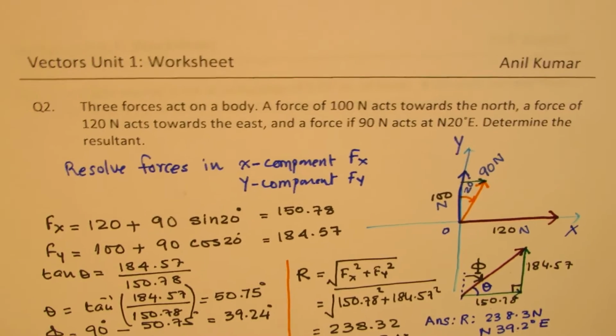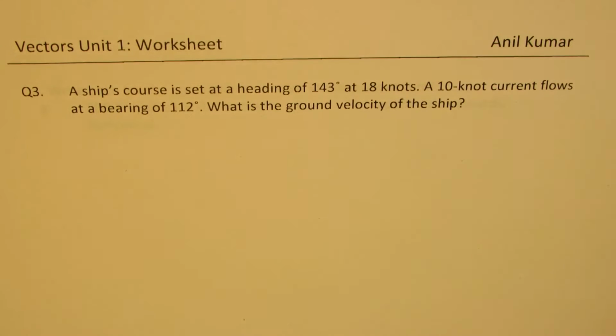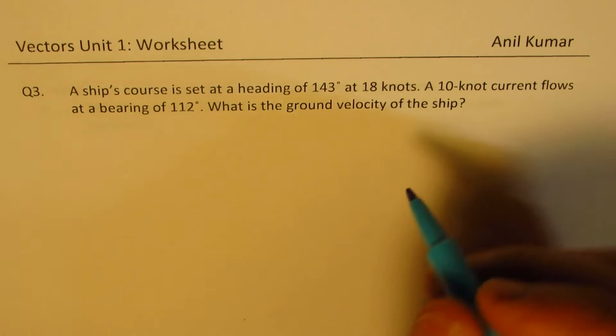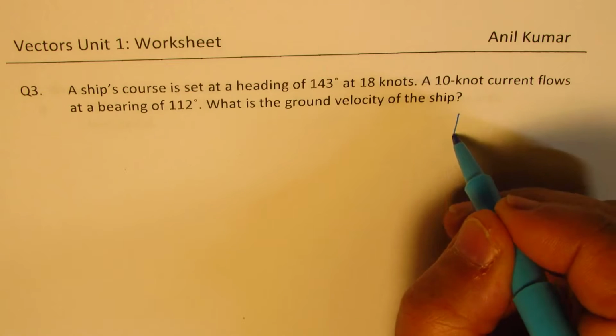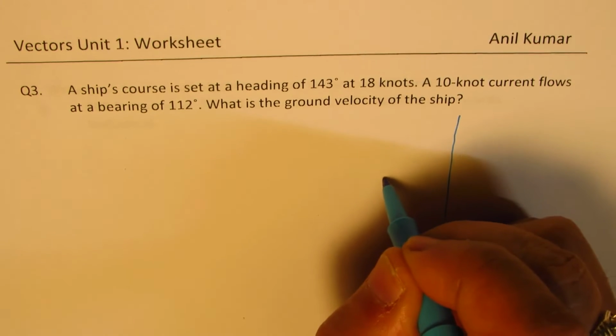Now let's look into question number 3. Question number 3. A ship's course is set at a heading of 143 degrees at 18 knots. A 10 knot current flows at a bearing of 112 degrees. What is the ground velocity of the ship? So let's try to understand these angles, the bearing angles, and then we'll actually solve this question, correct?